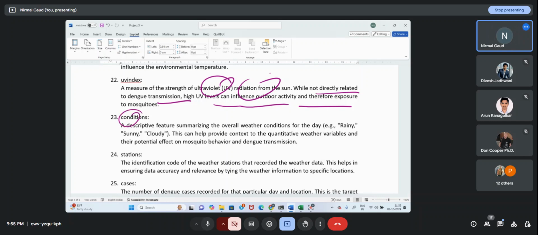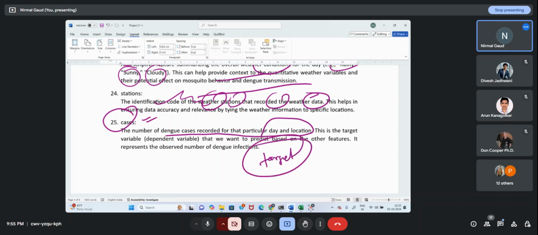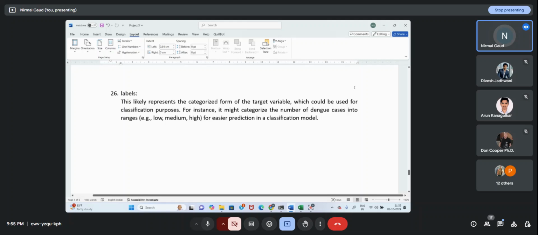Conditions, summarizing the overall weather condition, like it is rainy, sunny, cloudy, whatever it is. Stations, that means the identification code of the weather station that recorded the weather data. That means the location, something like that. Cases, the number of dengue cases recorded on a particular day and location. This is our target.